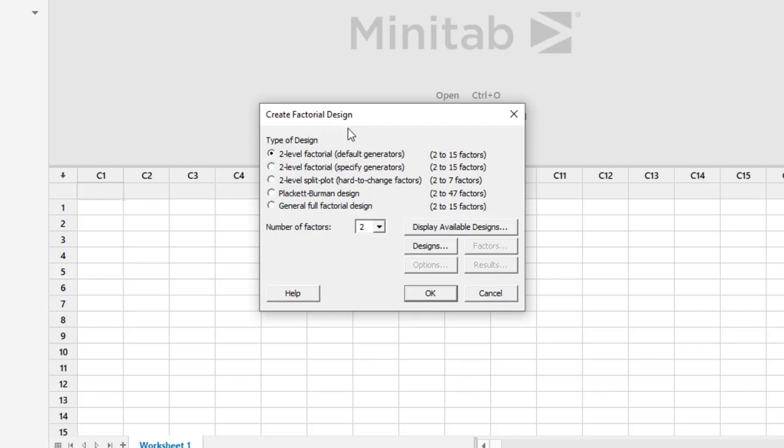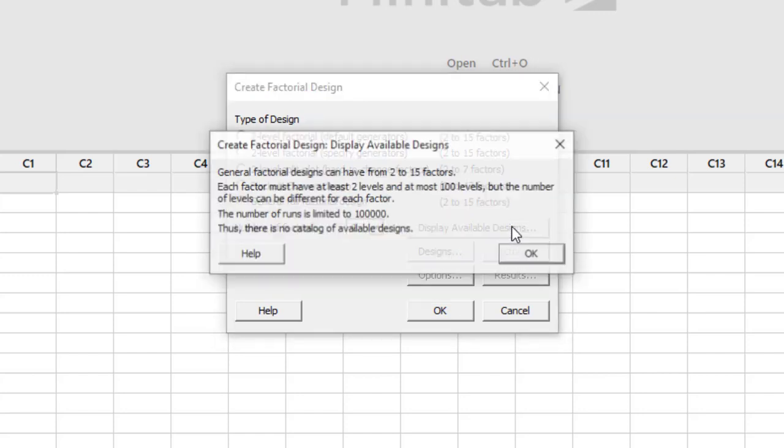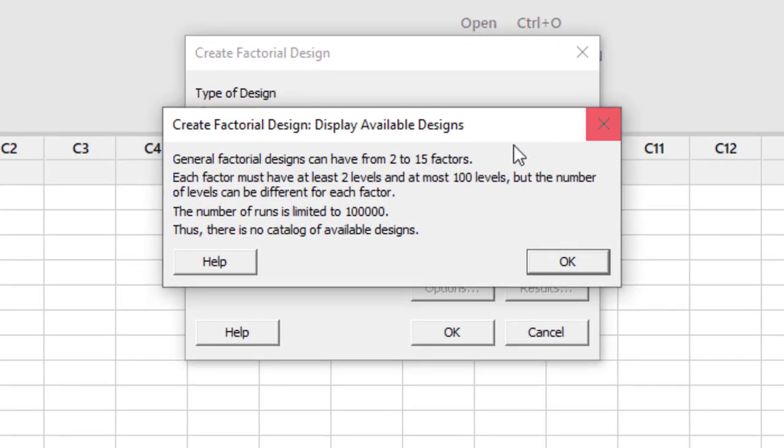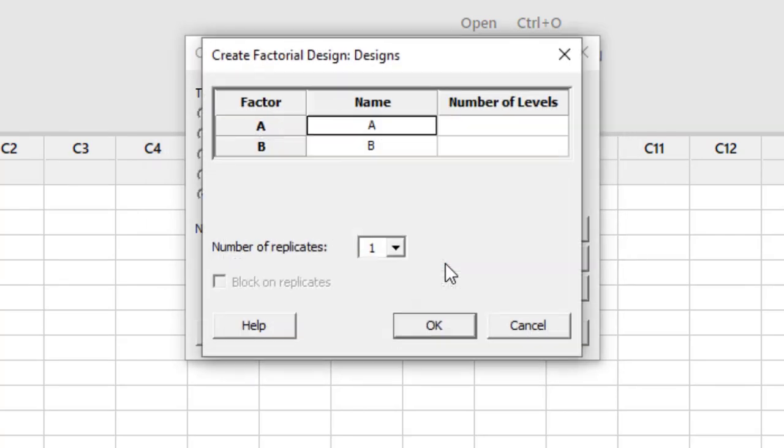You will have two factors in this study, and each factor has 3 levels. There is no such option for 3 levels, so click on General Full Factorial Design. Then click on Display Available Designs. It says that a general factorial design can have from 2 to 15 factors. Then click on Designs. You will have to select the number of levels. The number of levels for the first factor is 3, and for the second factor is 3.